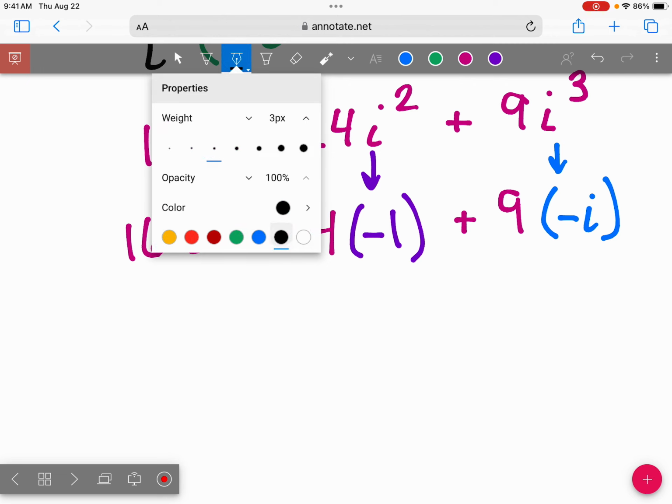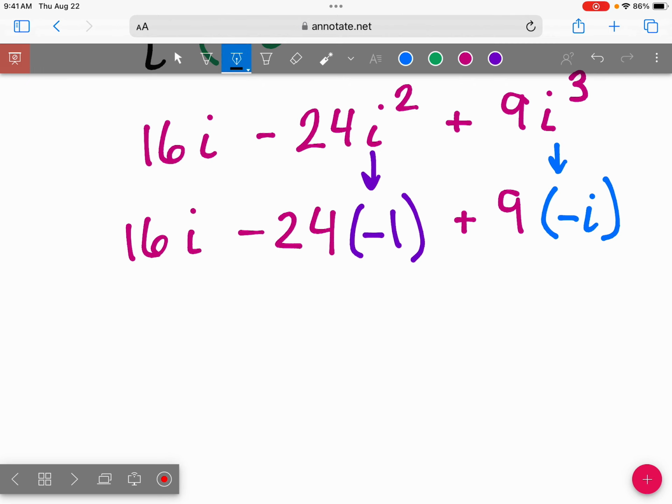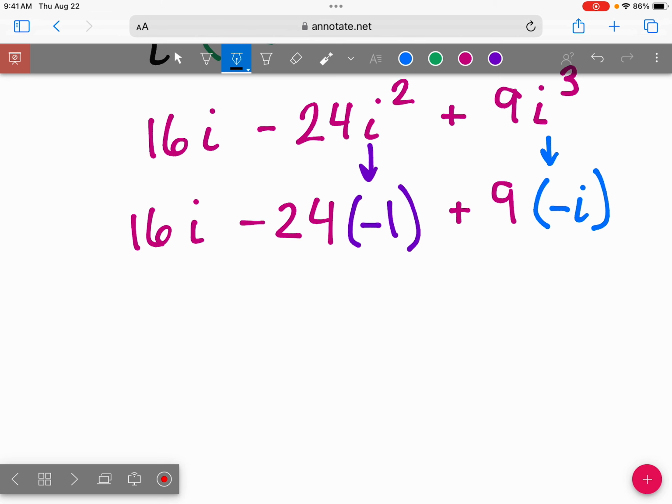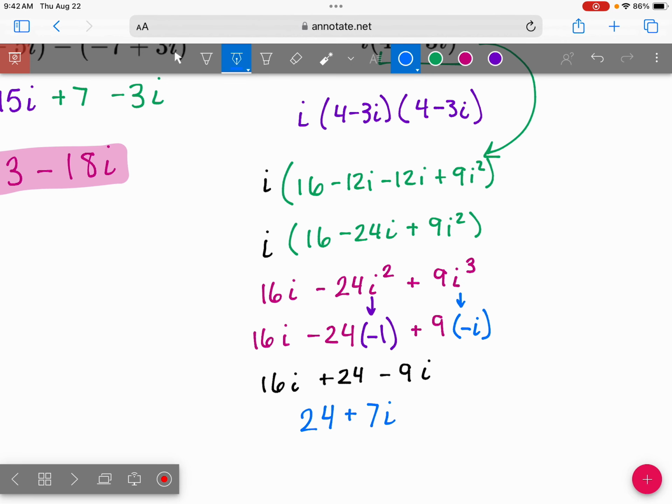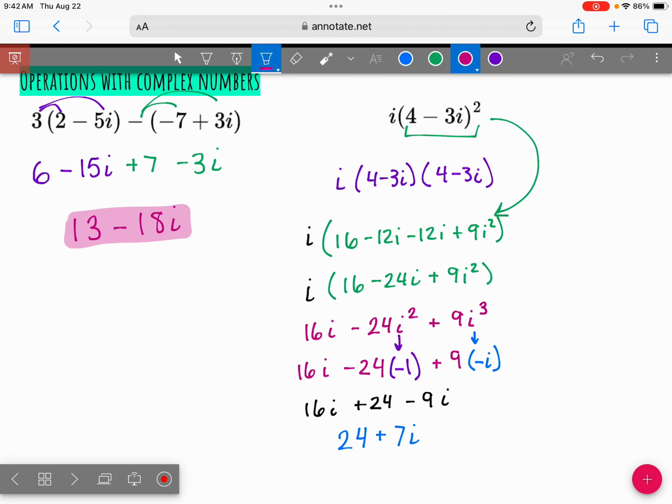Good on time. Love this. All right. So we're going to finish simplifying this. I've got my 16i plus 24 minus 9i. What does this simplify down to? What's our final answer? 24 plus 7i. Okay? That's your answer. Questions on that one?